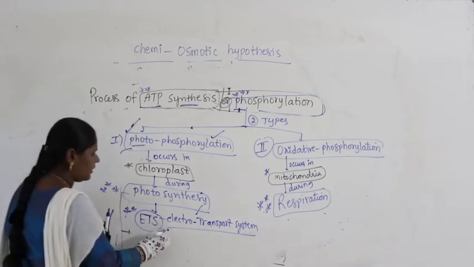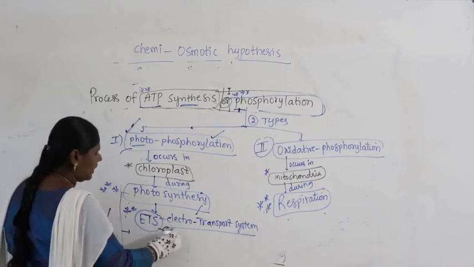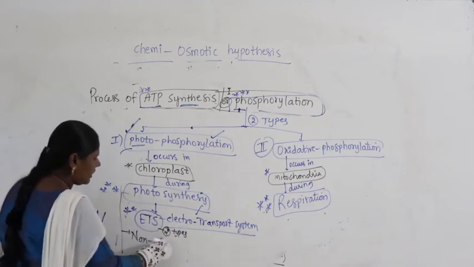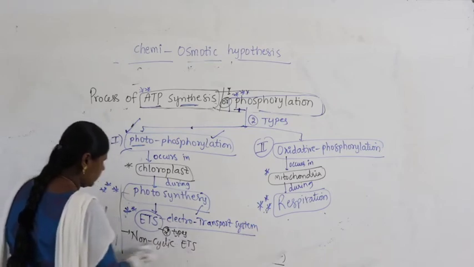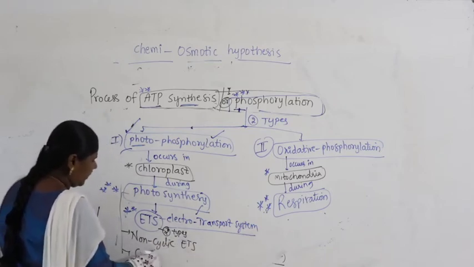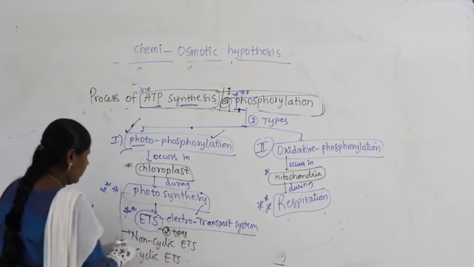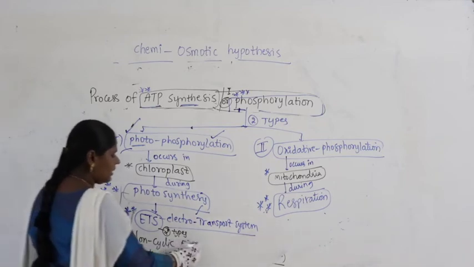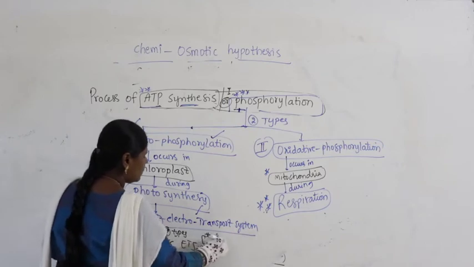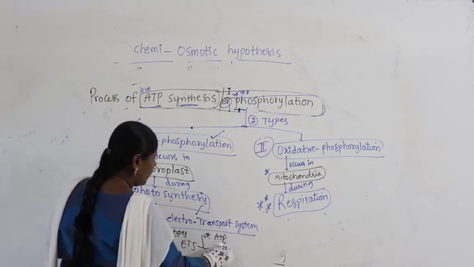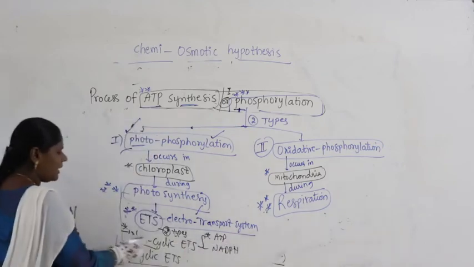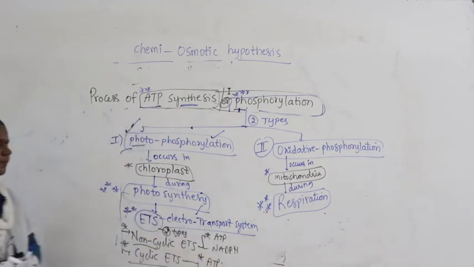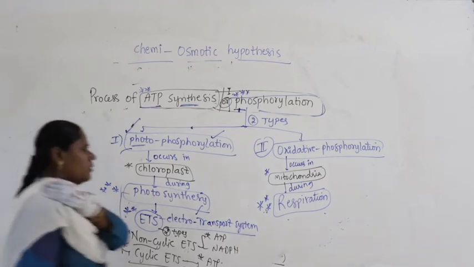I am giving you a clear difference. Two types. What are the two types? Guys, you know it very well. Non-cyclic electron transport system, and the other is called cyclic electron transport system. See, everything is interconnected. In non-cyclic, what do we discuss? The synthesis of ATP as well as NADPH. During cyclic, what do we discuss? Synthesis of only ATP.